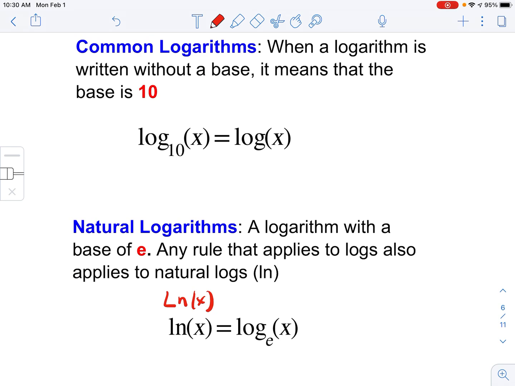Just like we would never write log base 10, we would typically not write log base e unless it helps you to solve a particular question. You can do that, but in many questions, they're going to give you ln, and you have to know that it means log base e. And again, any rules that apply to regular logs apply to natural logs as well.